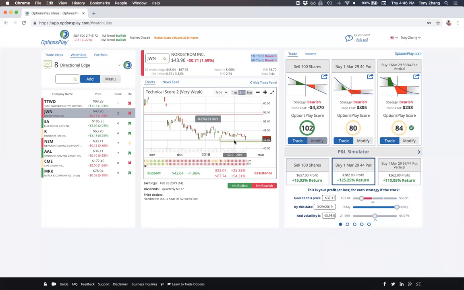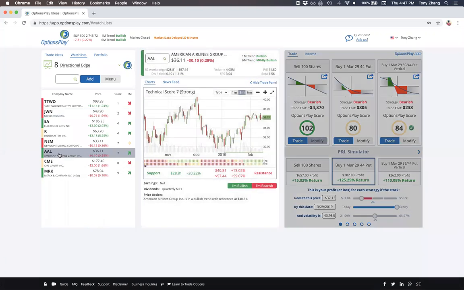And is this a bottom here around 44? Perhaps, but if it does break that 44 support level and the trends remain bearish, these are really strong bearish signals for this particular stock. So this is really how I would utilize this type of strategy.